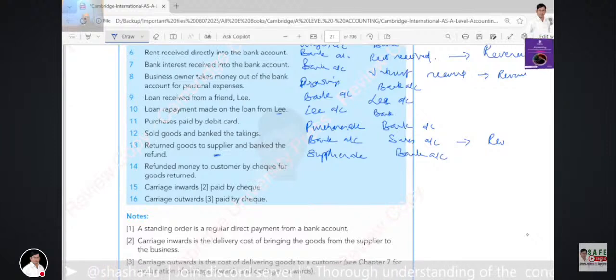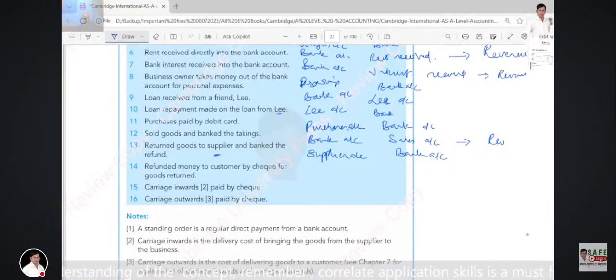You are giving away the goods to the supplier. Return goods to supplier. So you have purchased the goods and you are giving it away. So credit the giver, debit the receiver. But return goods to supplier and bank the refund. Bank the refund. You are receiving the refund.